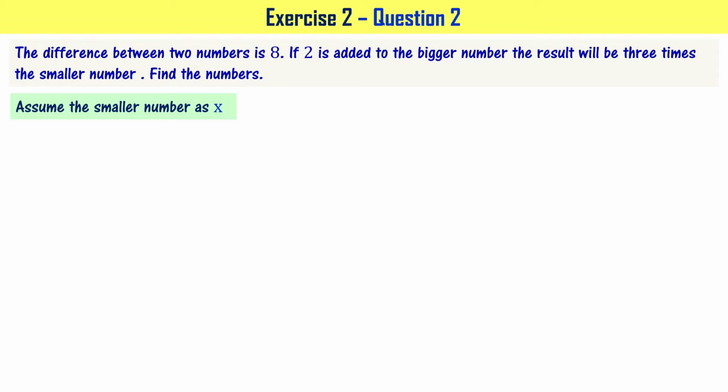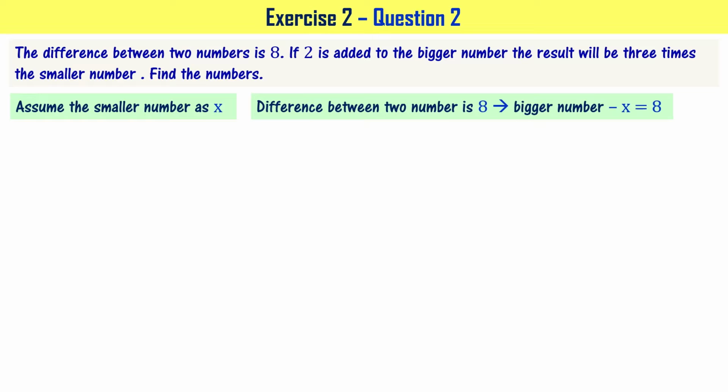And look at the first statement. It says that the difference between two numbers is 8, right? The difference can be written as bigger number minus smaller number, right? Already we said that the smaller number is x. That's why bigger number minus x equal to 8. It means I can write the bigger number as x plus 8, right? If I transpose this minus x onto the other side, it becomes plus x. That's why you can write the bigger number as x plus 8.